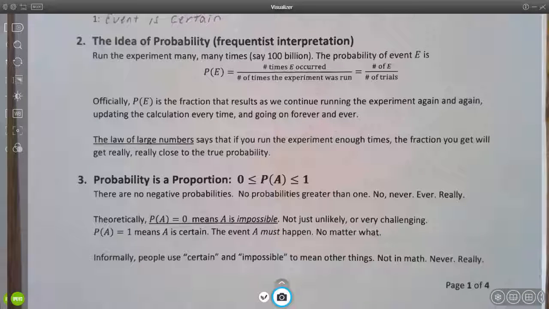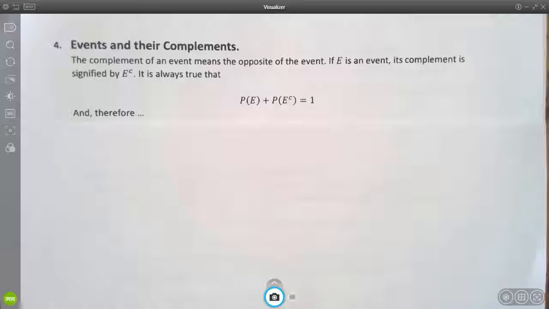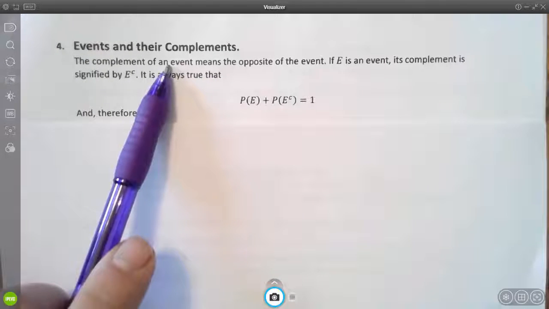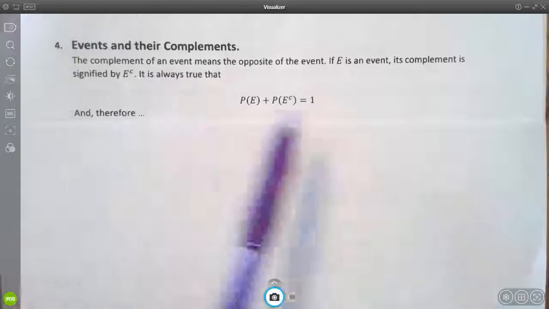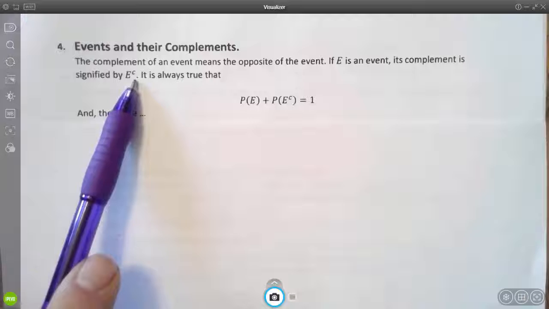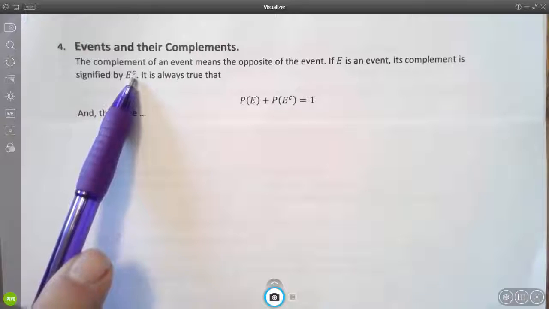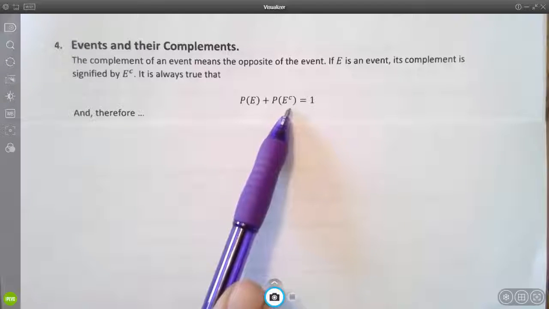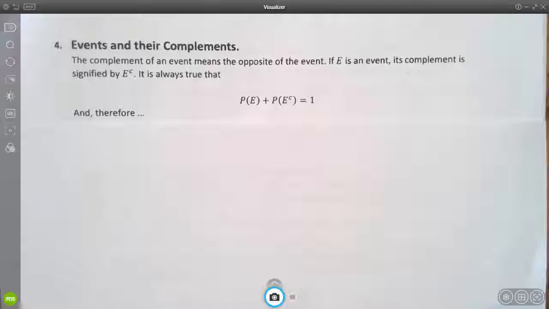Now, as soon as we have an event E in mind, when you're working with probability, we can begin to talk about its complement. The complement of an event means simply the opposite of the event. If E is an event, its complement is signified by E with a superscript C, and it's always true that the probability of E plus the probability of its complement adds up to 1.